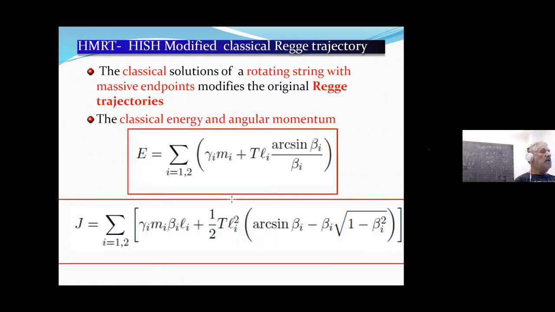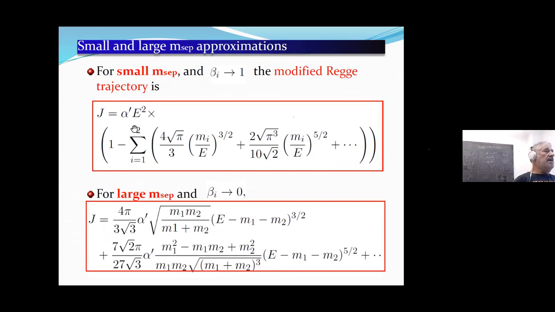Now, if you analyze classical strings with massive endpoints in 4 dimensions, then you'll find that the energy as a function of the masses, the length, and the velocity is given in this expression, and the angular momentum in this expression. In general, we cannot eliminate the length, so we cannot get a Regge-like expression, but for the cases of small masses where beta goes to 1, we get that the modified Regge trajectory is alpha prime m squared times this quantity, which deviates by the masses of the endpoints over the total mass to the power 3/2. And for a very large mass, we get that the expression is the total mass minus the masses of the endpoints to the 3/2.